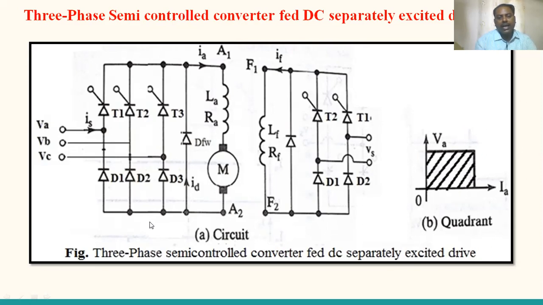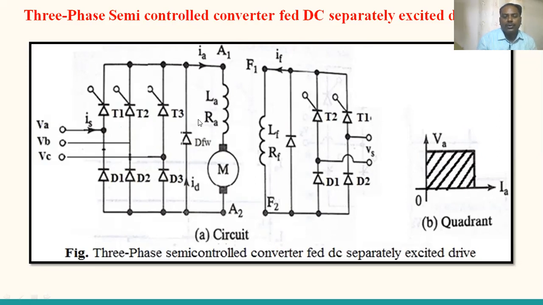So this diagram represents the three-phase semi-controlled converter fed DC separately excited motor. After the heading, the diagram and the coordinate operation, you have to describe the circuit. So the circuit consists of the three-phase semi-controlled converter fed DC separately excited motor and its coordinate operation as shown.